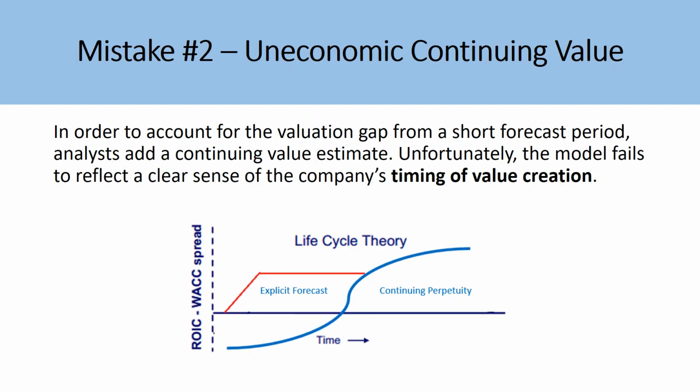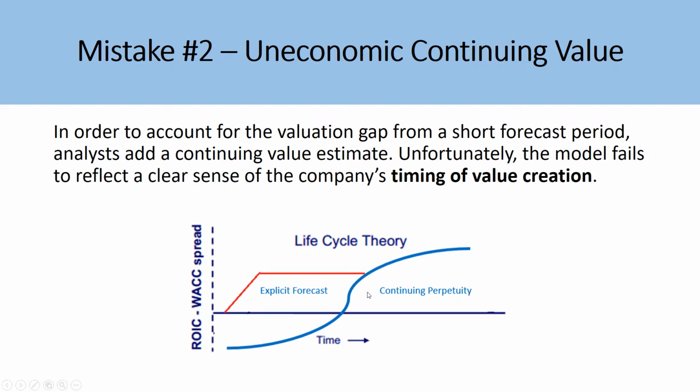So in order to account for the valuation gap from a short forecast period, analysts usually add a continuing value estimate, right? Unfortunately, the model fails to reflect a clear sense of the company's timing of value creation. So what happens is usually in the explicit forecast period, where we project the year-by-year cash flows, a lot of that value is not created in that explicit forecast period.